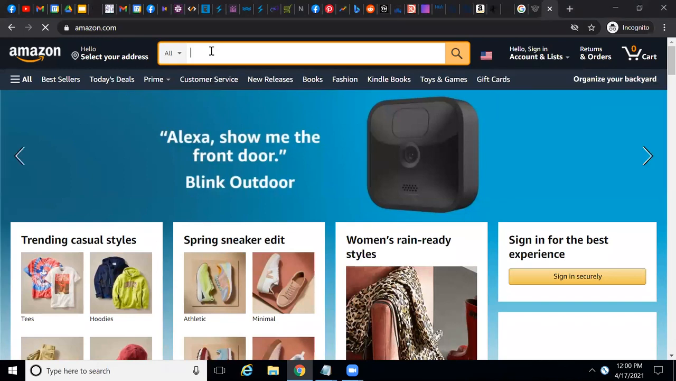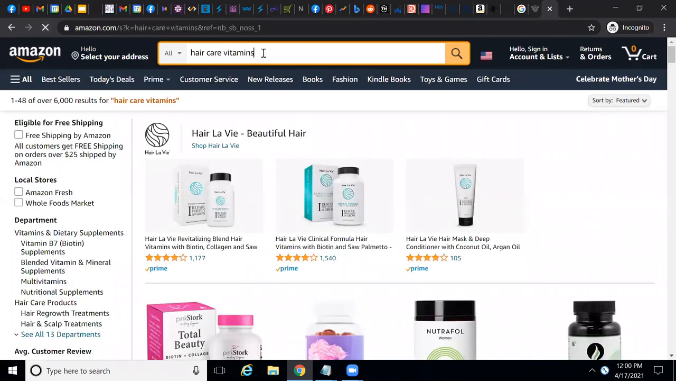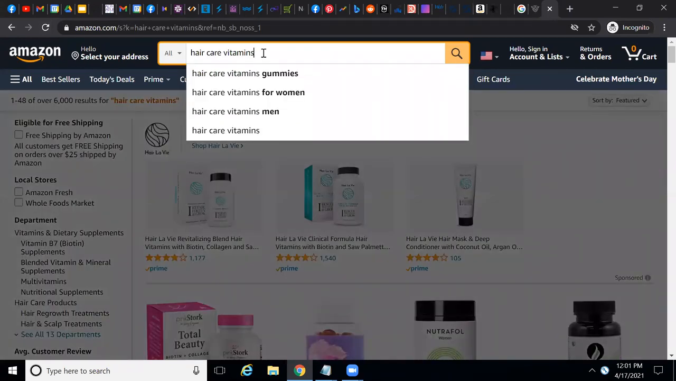So I'm going to go over here and I'm going to type in hair care vitamins. I just need to show this one more time. Just a second. I think my computer is tired. Come on. Okay, so let me do this again. Hair care vitamins. Notice that as soon as I typed in hair care vitamins, the long tail keywords came up first: hair care vitamins gummies, hair care vitamins for women, hair care vitamins men, and hair care vitamins by itself. So it matters that gummies came up before for women and before men.